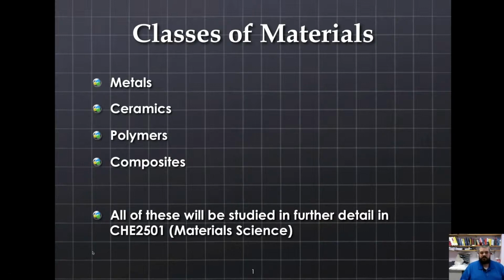All of these are going to be studied in a lot more detail in material science, which is CHE 2501. We will be taking that next year, along with all departments in the engineering program. So it's one of those common courses that everybody takes because it's so important for all types of engineers.